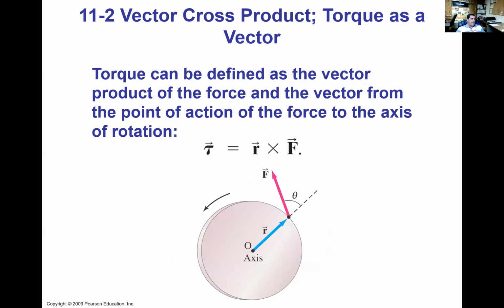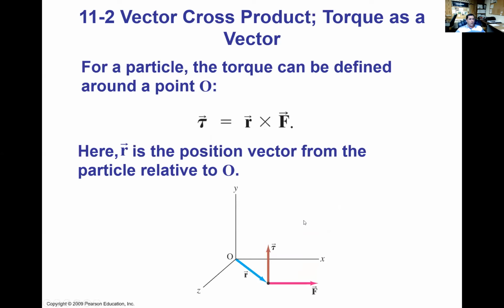Torque can be defined as the vector product of the force and the vector from the point of action of the force to the axis of rotation. So torque is equal to R, the radius as a vector, times the force as a vector. For a particle, the torque can be defined around some point O. So torque is defined as R crossed with F. Here, R is a position vector from the particle relative to the origin point O.